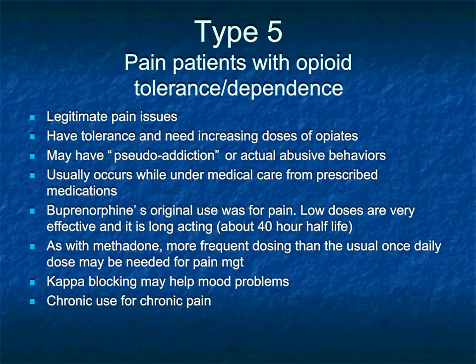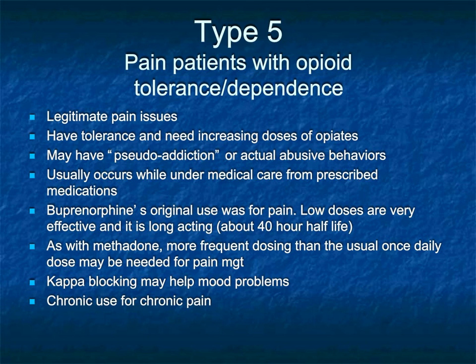All right, then there's people with opioid tolerance and dependence. They have legitimate pain issues. And these are people that really have this tolerance, but they need increasing doses of opiates. It isn't working for them. They are out of control in various ways, but they have legitimate problems with pain, and they probably need to be on something. And as I said, buprenorphine's original use is for pain and very low doses.